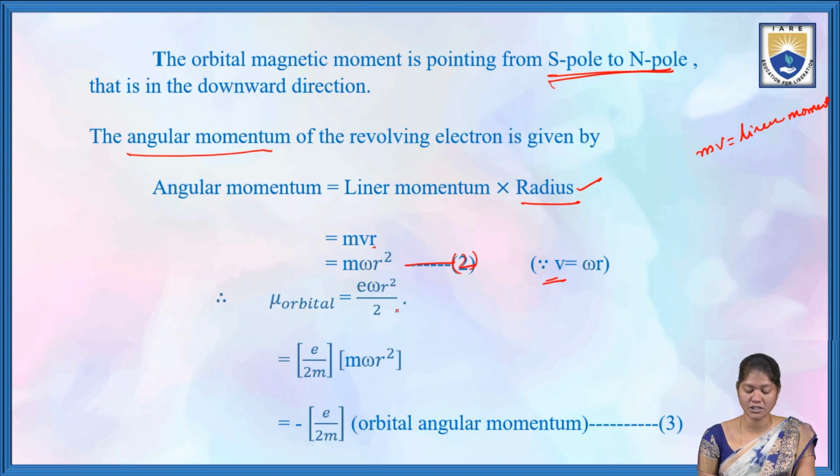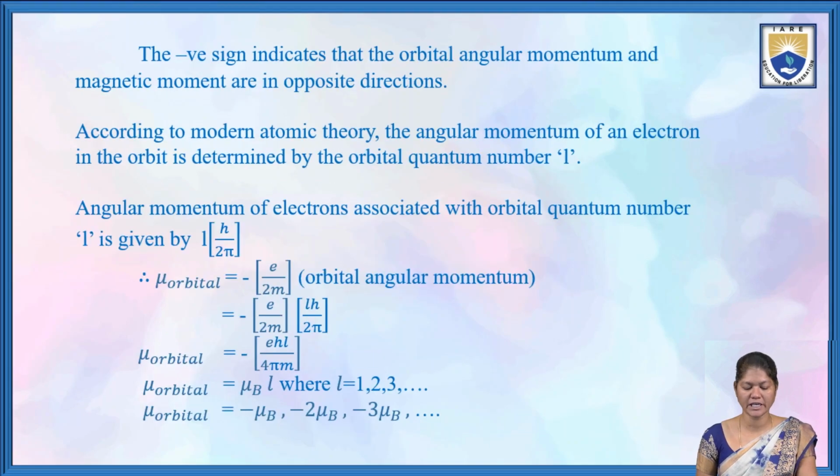Then the orbital magnetic moment is equal to e omega r square by 2, which is equal to e by 2m into m omega r square. So it is equal to minus e by 2m into the orbital angular momentum. The negative sign indicates that the orbital angular momentum and magnetic moment are in opposite directions.